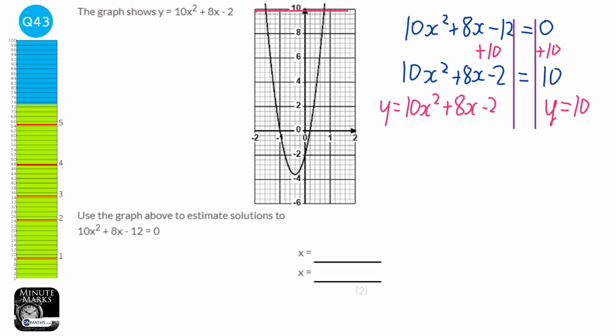Let's just make sure I get it nice. There we are. I need to move that up a little bit. There we are. And let's read off the values that gives us. So it comes down here, and it comes down here. So the values it comes down to are -1.6 and 0.8, and those are our solutions.